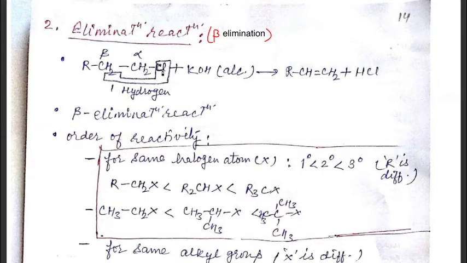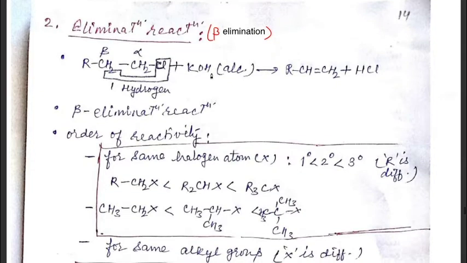So when these alkyl halides are treated with alcoholic solution of potassium hydroxide, then beta elimination reaction takes place and we get alkene and hydrogen halide. Remember that alcoholic potassium hydroxide gives elimination reaction, whereas aqueous potassium hydroxide gives substitution reaction. Okay.